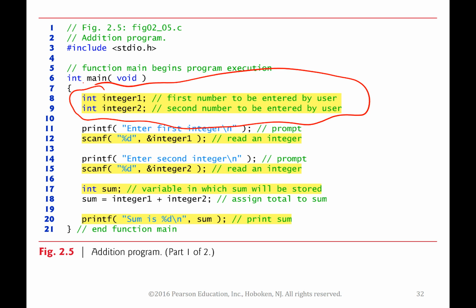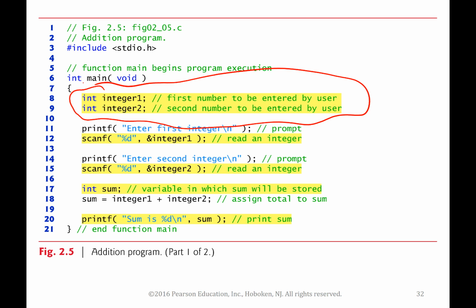An integer does not have any decimal parts to it. You can't have the number 33.45. You can have 33, you can have 34. So, we have two integers defined.